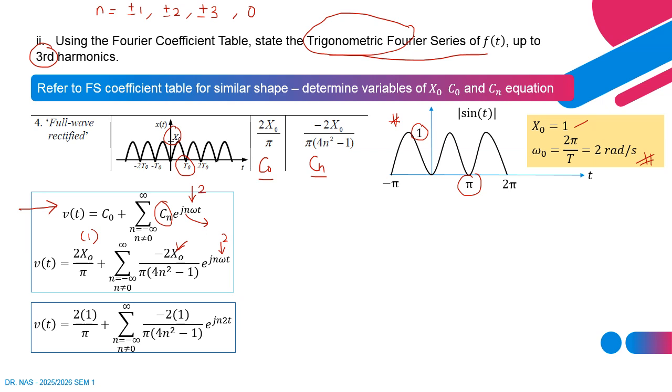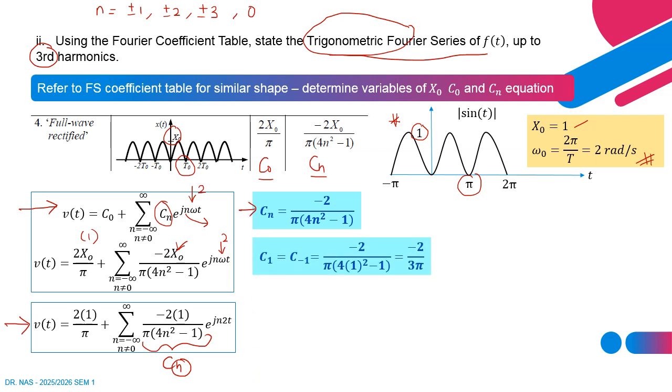So you get the general equation of Fourier series. Then you need to consider the coefficients. So this is your Cn. You need to vary the n up to third harmonics. So this is your Cn equation. And then varies when n equal to 1. So when n equal to 1, you get negative 2 over 3 pi. When you have n equal to negative 1, so when you have negative 1 squared, you get the same answer. So this is the Cn for both positive 1 and negative 1.